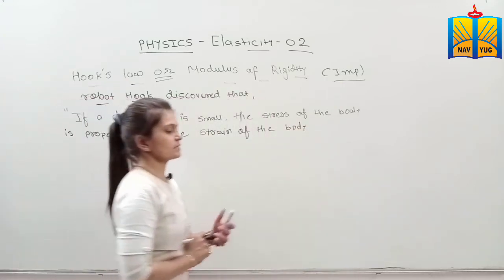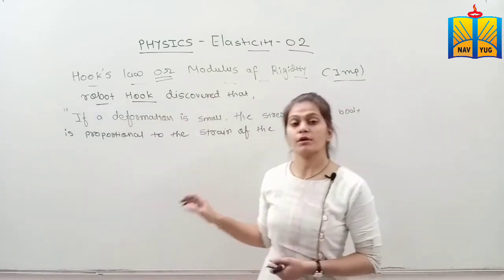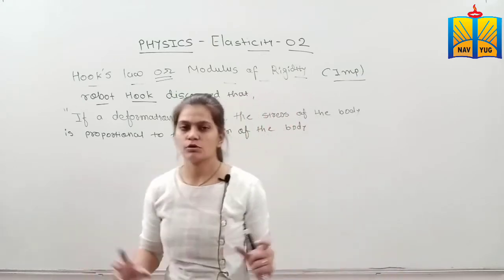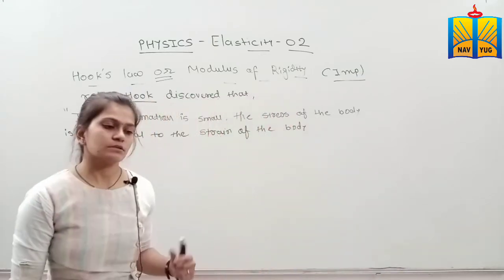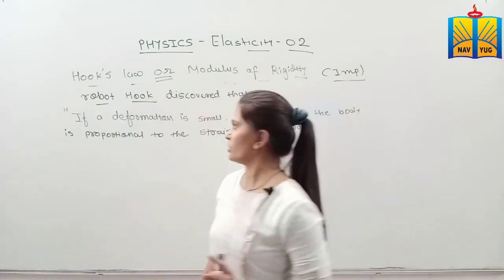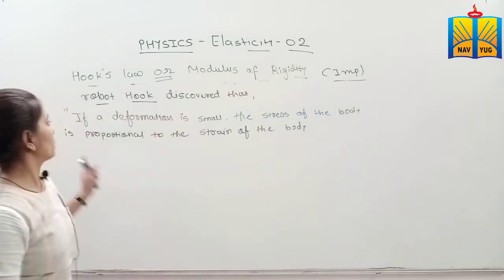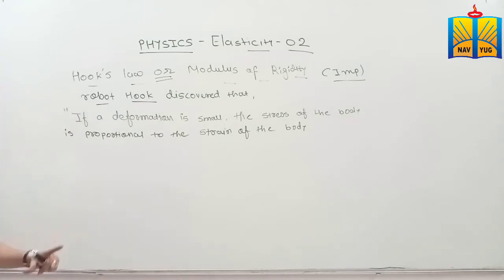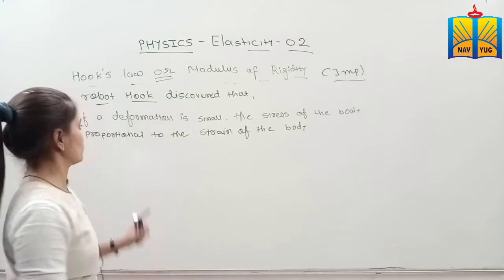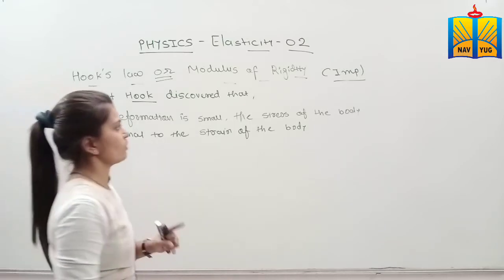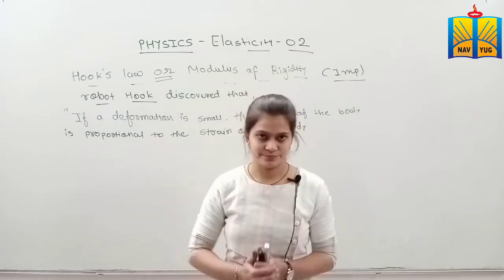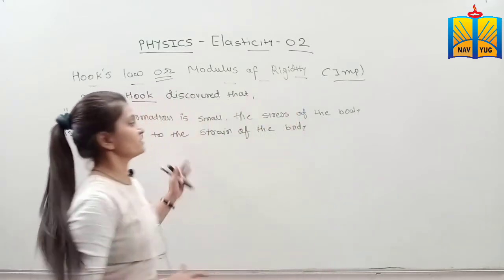After finding the stress and strain, Robert Hooke found the relation between stress and strain. We all know that stress is equal to force upon area, and the strain is change in length divided by original length. Okay. Now after this, Robert Hooke discovered the relation between stress and strain, that is if a deformation is small, the stress of the body is proportional to the strain of the body. Now the question is, what is this asking?